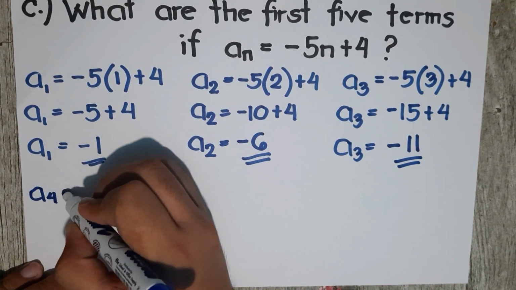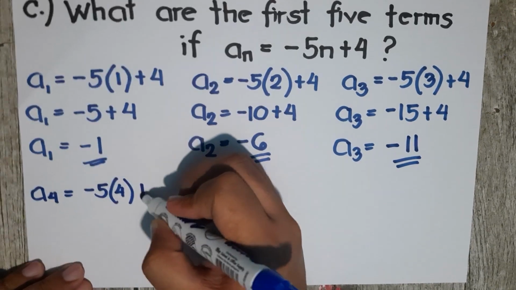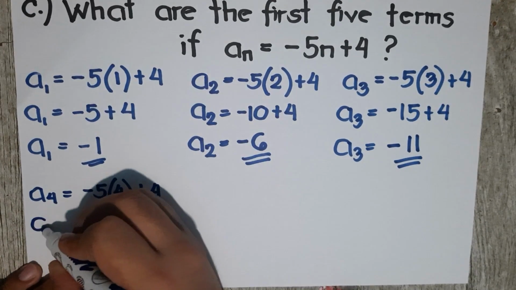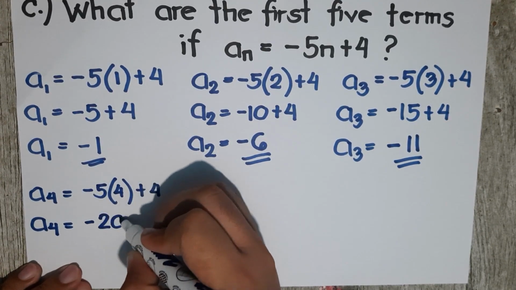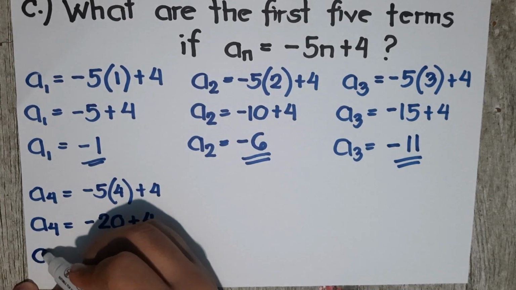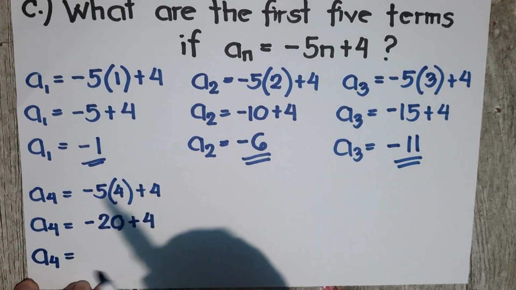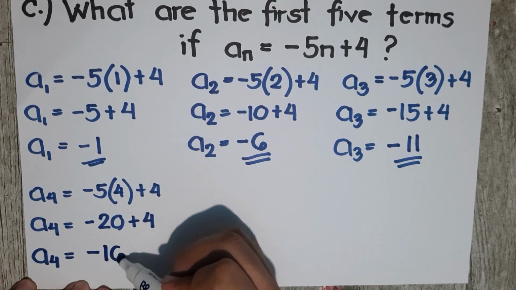A sub 4 is equal to negative 5 times 4 plus 4. A sub 4 is equal to negative 20 because negative 5 times 4, plus 4. So a sub 4 will give us negative 20 plus 4 is negative 16.